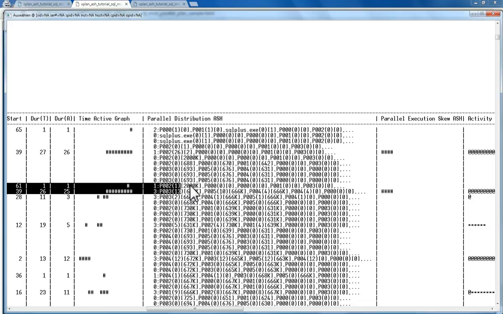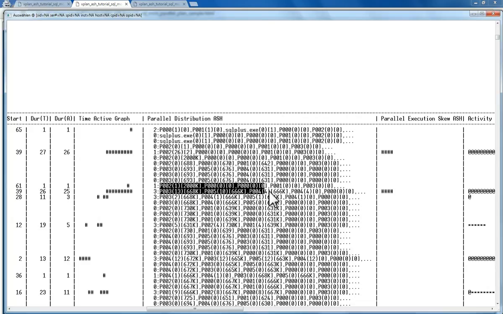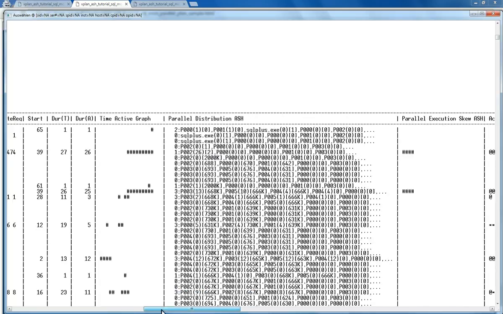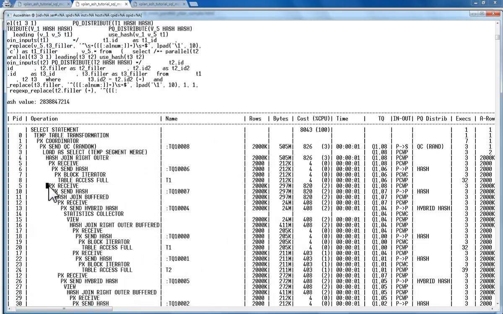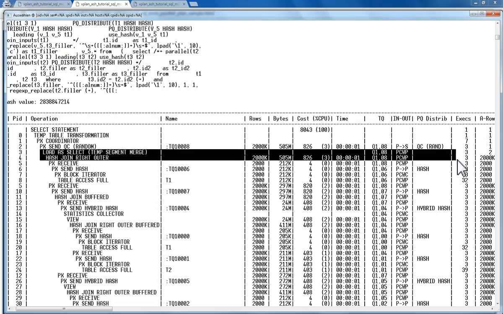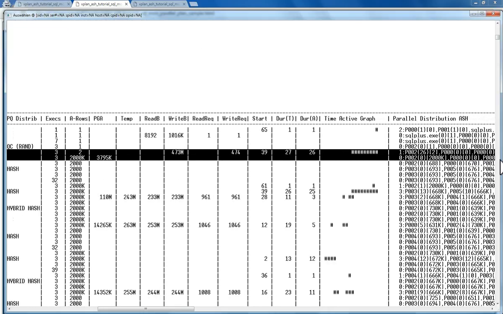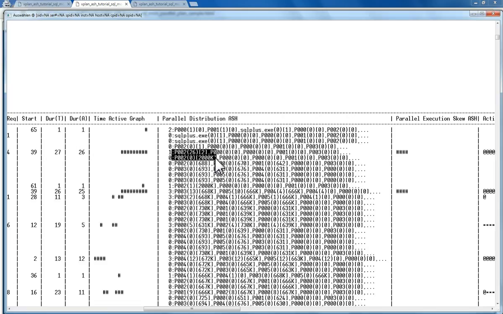In principle, at each PX send/receive operation this can go wrong. In this case we have this operation where things went wrong with the distribution, and the following operations are then affected as well, because no further redistribution was performed. So this was the send/receive operation where things went wrong, and this hash join and this load as select were then affected as a side effect, because they were affected by the same problem: these 2 million rows were still processed by this P002 process.